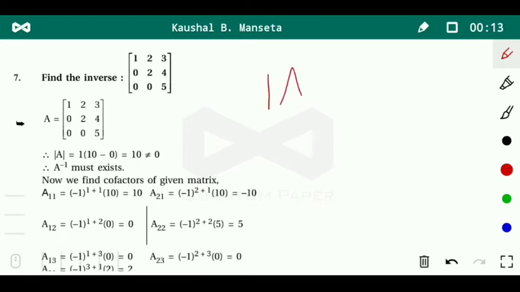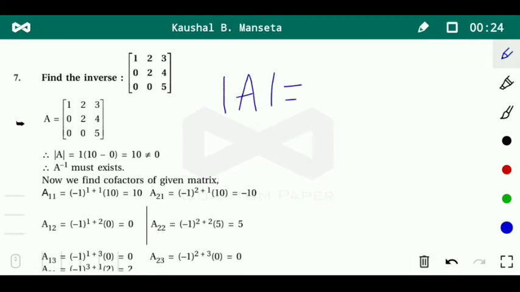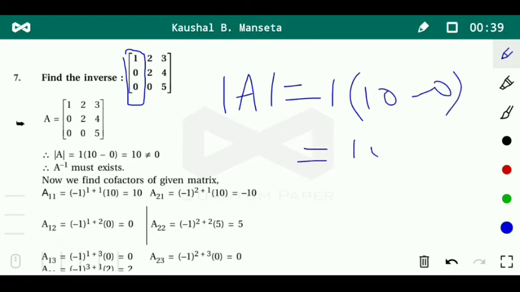First we have to find out determinant of A and then we have to find adjoint of A. So first we have to find out determinant of A. Determinant of A is equal to, we have to solve by taking the first column, because the second and third entries are 0, 0. So we can write 1 bracket 5 2s are 10 minus 0. So it gives 10, which is not equal to 0. Is it clear? Therefore A inverse must exist.